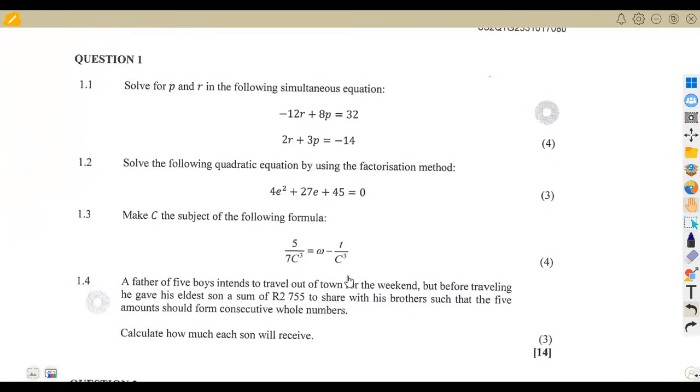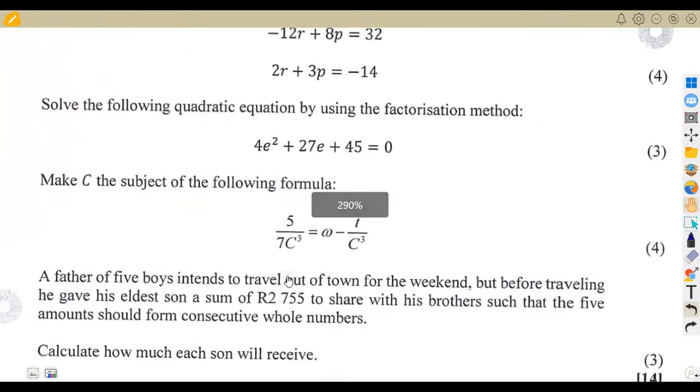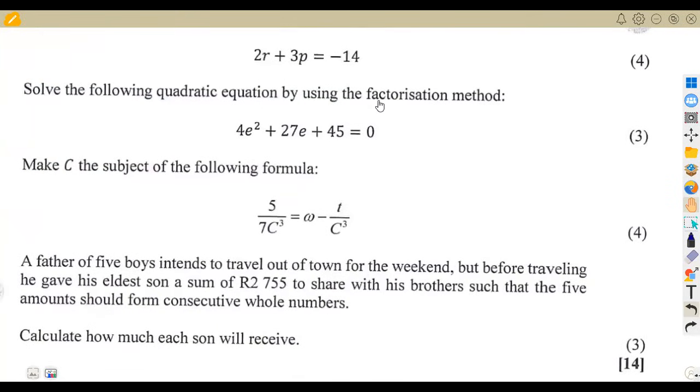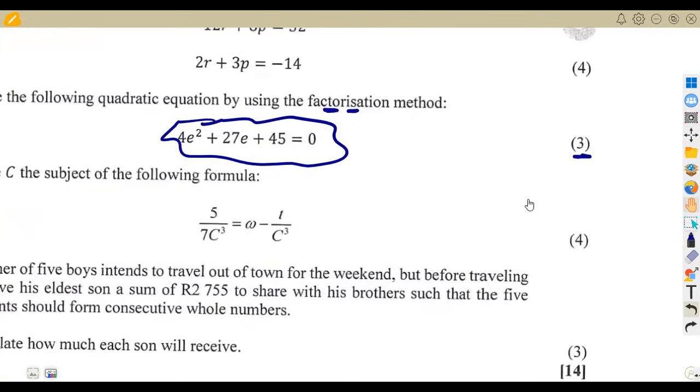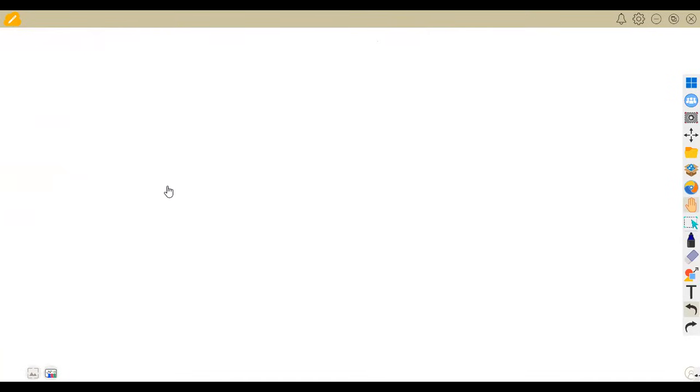On 1.2, we are now asked to solve the following quadratic equation by using the factorization method. Already you're told the method to use there. So you're asked to solve this equation, 3 marks for that, using the factorization method. Let us see our equation that we are given.